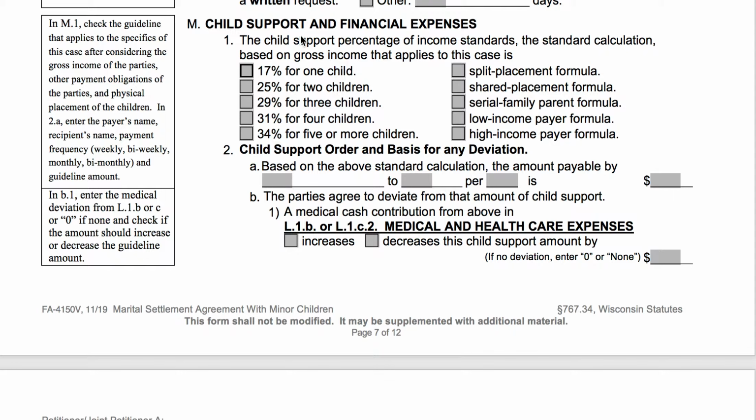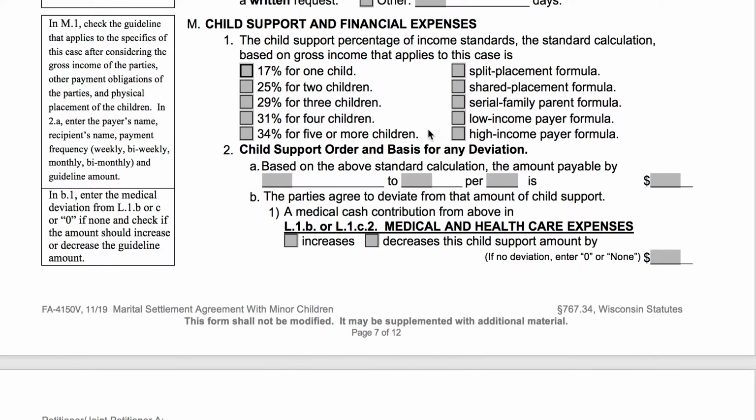All right, so the first part of the section is you have to tell the court what the percentage standard would be, or what the standard formula would be in your situation. So you can see there are 10 options here. You're going to select one of the 10, and we'll go through them in a minute.